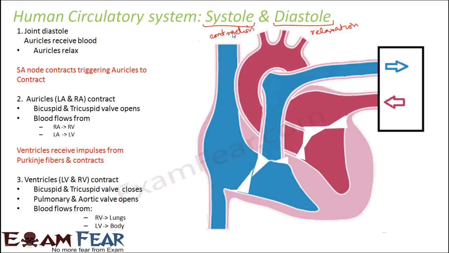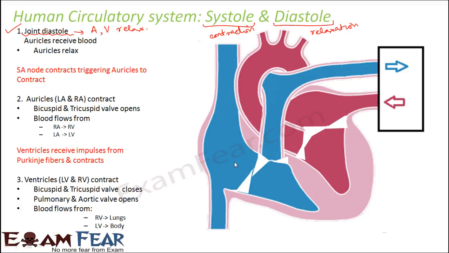Right, so now here we will look at a stepwise process of how the heart beats or how the heart functions as a whole. Let us look at this process of systole and diastole stepwise. The first step is joint diastole. As I said, diastole means relaxation. Joint means together. So joint diastole means both the auricles and the ventricles will relax. That is both right auricle, left auricle, right ventricle, left ventricle. All of them will be in a relaxed state.